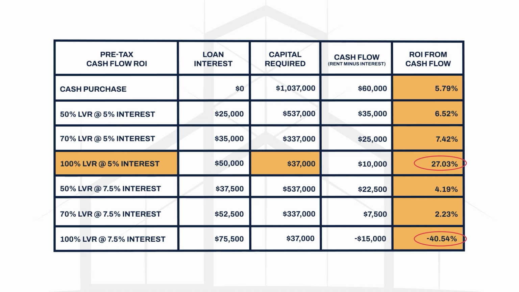If the property were to become vacant, there could be a financial stress on the owner, having to cover the interest and expenses during this time. Higher LVRs also run the risk if the market drops, as the owner will be in a negative equity position. This table shows us the pre-tax ROI using cash flow for a year.